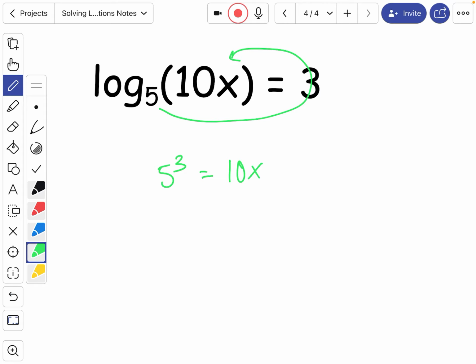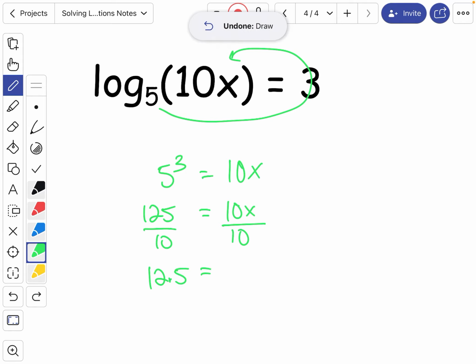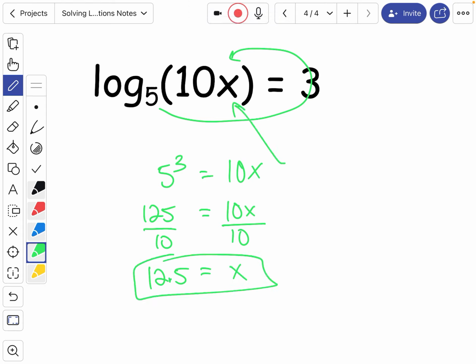5 to the third, 5 times 5 is 25. Times 5 more, 25 times 5 would be 125. Think about it in terms of quarters. 5 quarters is $1.25. All right, and then we divide by 10. And this would be 12.5 equals, not 3, x. If I plug it in here, 10 times 12.5 is 125. Log base 5 of 125 is 3, so it does indeed check out.